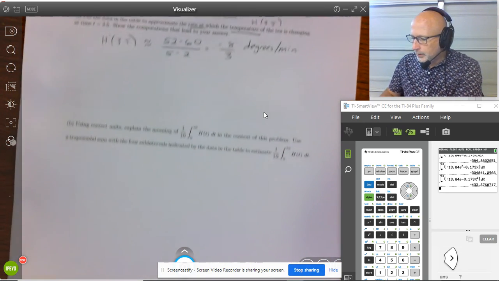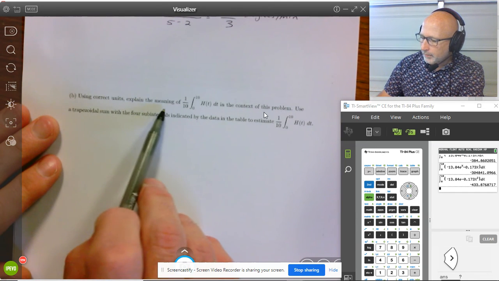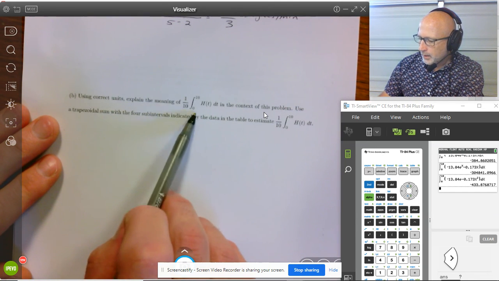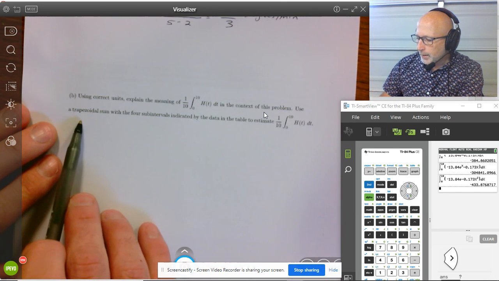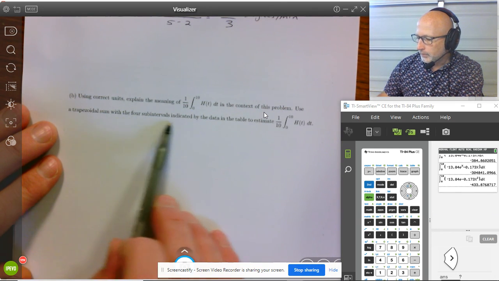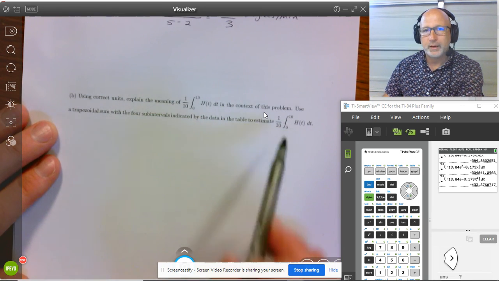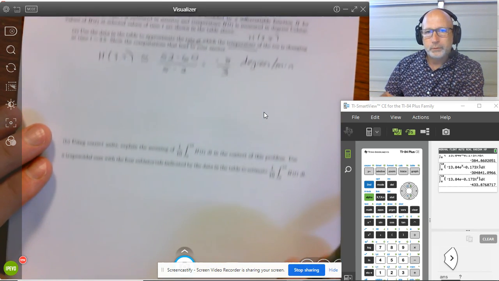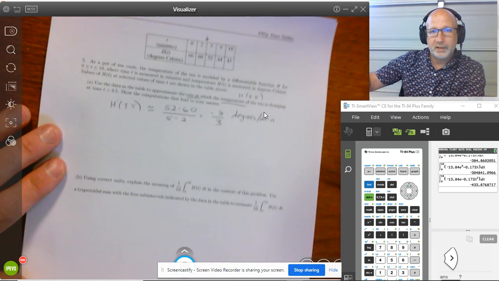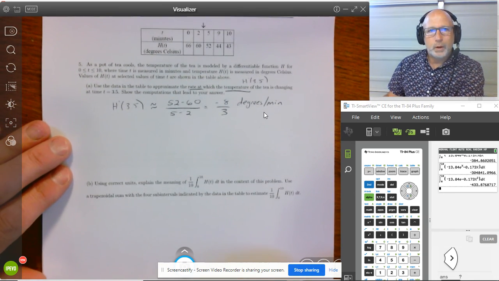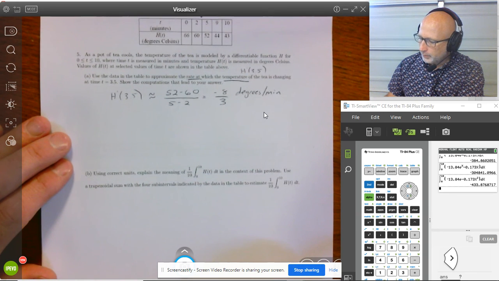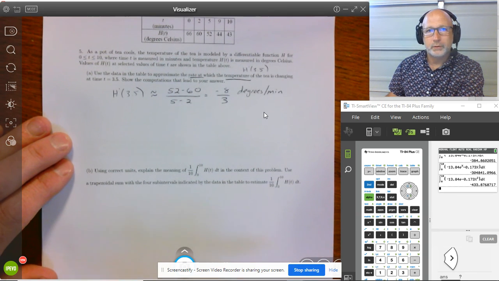Okay, part B: using correct units, explain the meaning of 1/10 of the integral from 0 to 10 of h(t) dt in the context of this problem. Use a trapezoidal sum with the 4 subintervals indicated in the table to estimate what that is actually equal to. Let's zoom out a little so we can get the whole table in there. What I want to do is use 4 subintervals of trapezoidal sums.